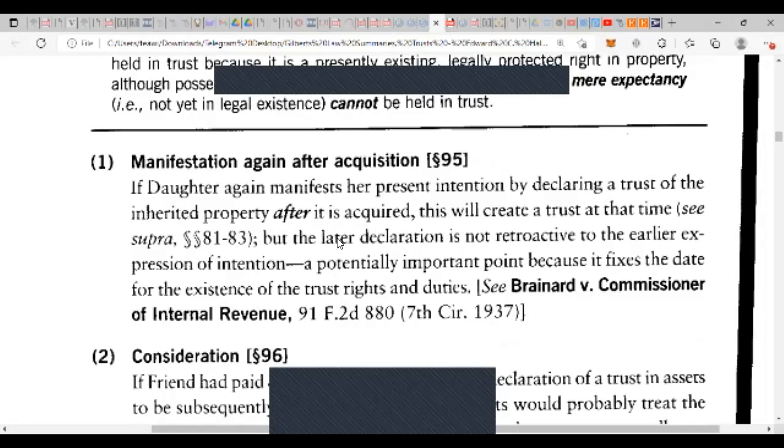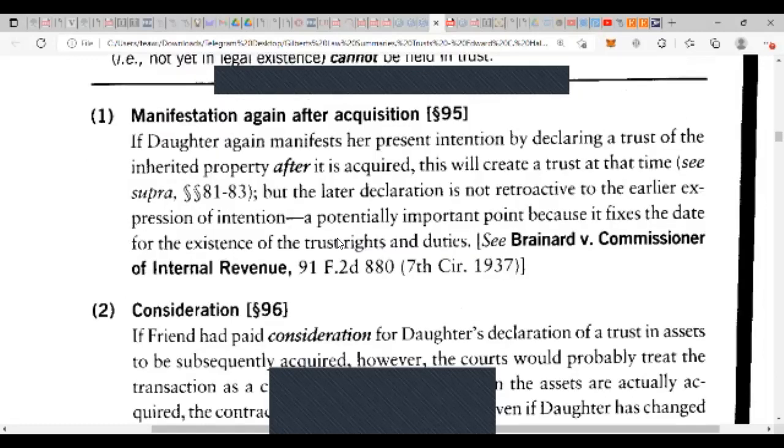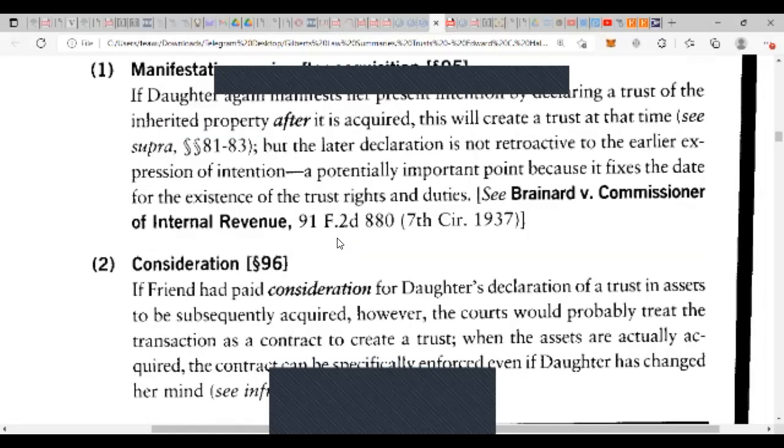Number one, manifestation again after acquisition, Section 95. If daughter again manifests her present intention by declaring a trust of the inherited property after it is acquired, this will create a trust at that time. See Sections 81 through 83. But the later declaration is not retroactive to the earlier expression of intention. A potentially important point because it fixes the date for the existence of the trust, rights, and duties.